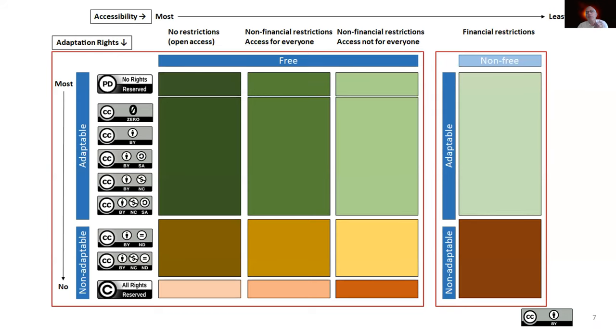And then we came to this framework when you have sketched those two dimensions. So you see horizontally the accessibility, where the most left is the most accessible, and at the most right are the least accessible learning materials. And from top to bottom, you see the adaptation rights, from the most rights to adapt to the least rights to adapt.